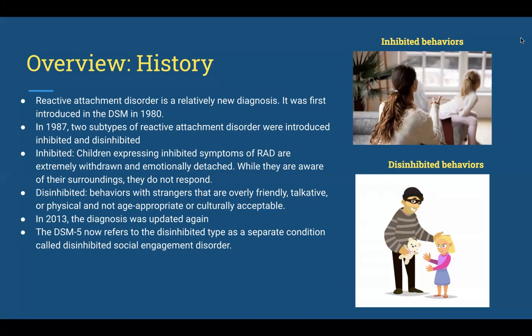So in 2013, the diagnosis was updated again. The DSM-5 refers to the disinhibited type as a separate condition, which is now called disinhibited social engagement disorder. Disinhibited social engagement disorder is an attachment disorder that is also caused by a lack of secure attachment with a caregiver. Like reactive attachment disorder, children with disinhibited social engagement disorder approach and interact with unfamiliar adults without fear. They often are willing to go off with a stranger without hesitation, similar to the pictures I have here.